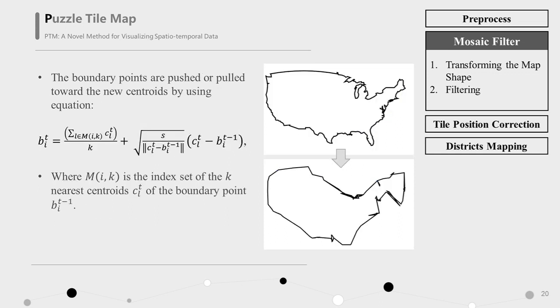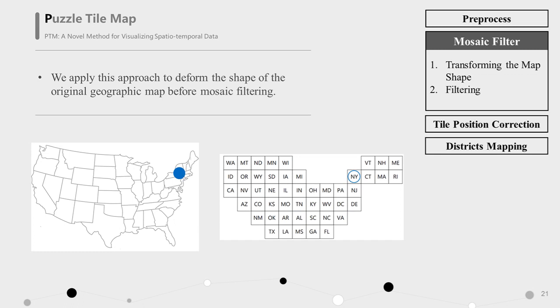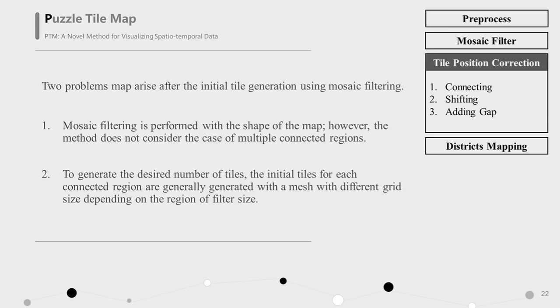Then, define the boundaries of the geography map to generate a tile map. Taking the example just now, we will get an enlarged map of the east coast of the United States. Therefore, New York will also be assigned to a relatively correct place. The generated tile map may encounter the following two problems.